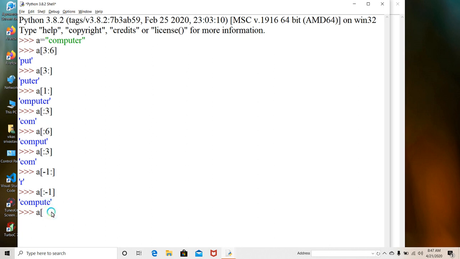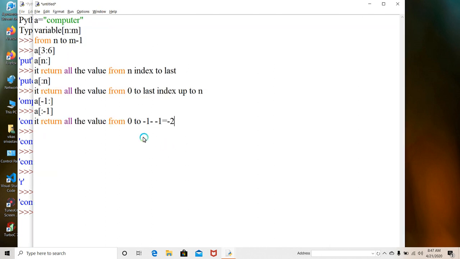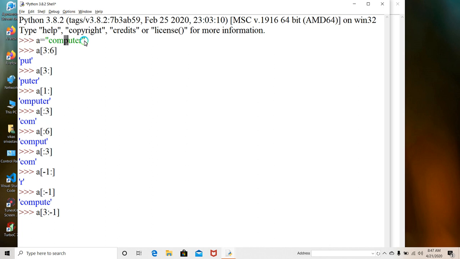If we write here 3 to minus 1, 3 means the 3 will come from the left hand side, so it will come 0 1 2 3, means we want from p. And minus 1 will become minus 2, so from the right hand side minus 2 means the r is on minus 1 and e is on minus 2, means it returns the value from p to e. So press enter here, see which value is returning, from p to e.